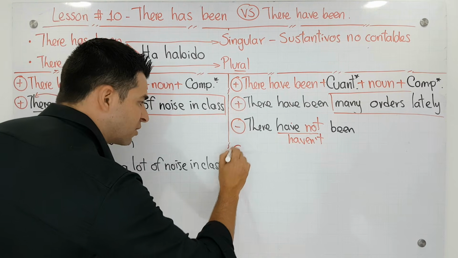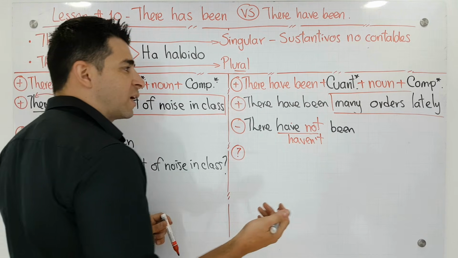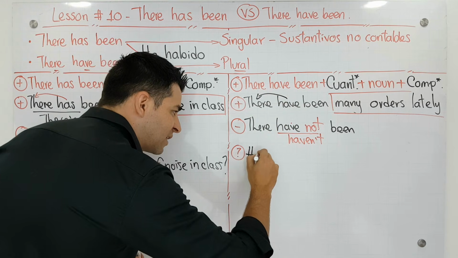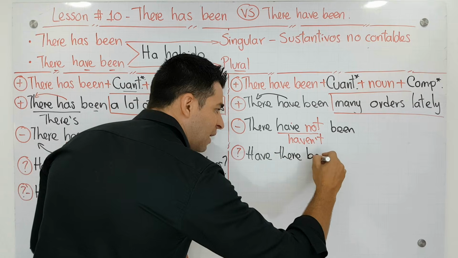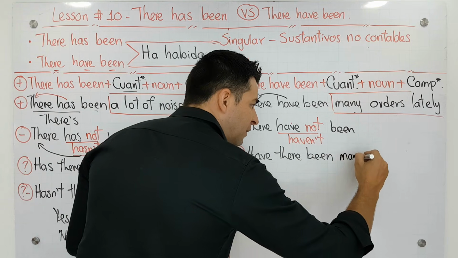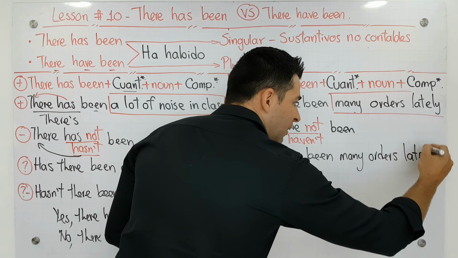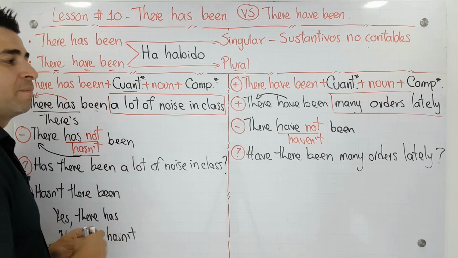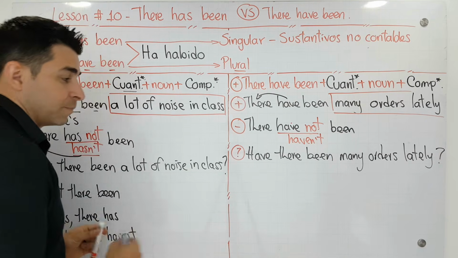Let's continue with the interrogative sentence. Vamos a hacer la interrogativa. What do we have to move? ¿Qué tenemos que mover? We have to move this auxiliary to the beginning and that's it. Eso es todo. Have there been, yes? Have there been many orders? Vamos a hacerla completa. Many orders lately. Eso es todo. And ¿qué me está faltando? What is missing here? The question mark. Yes, have there been many orders lately? ¿Ha habido muchas órdenes últimamente?